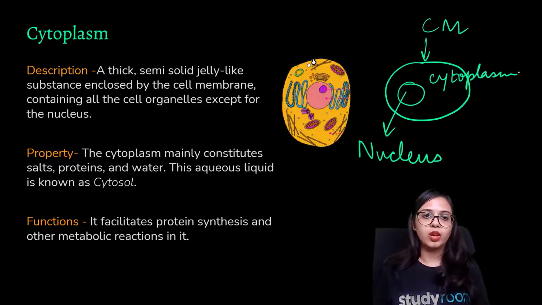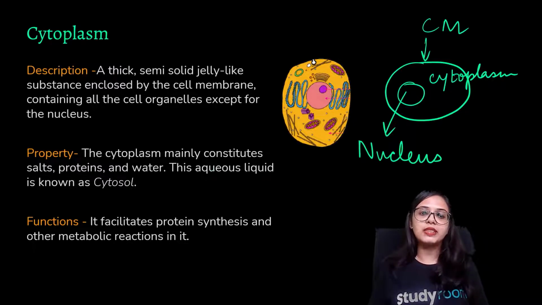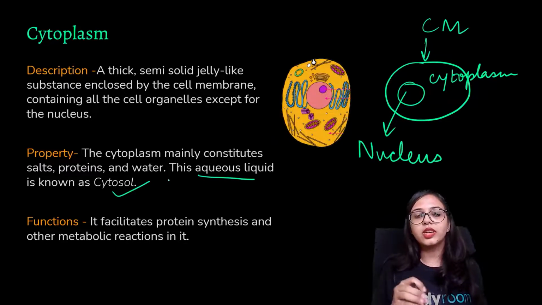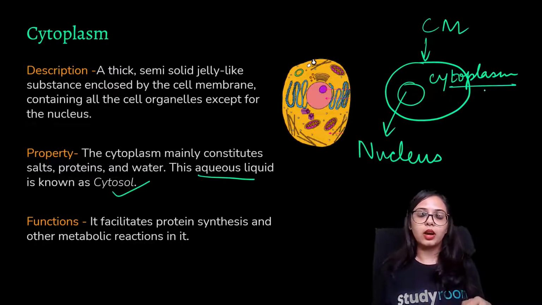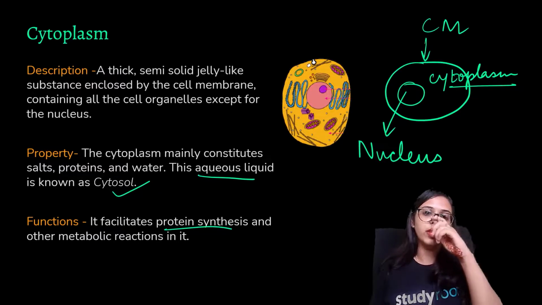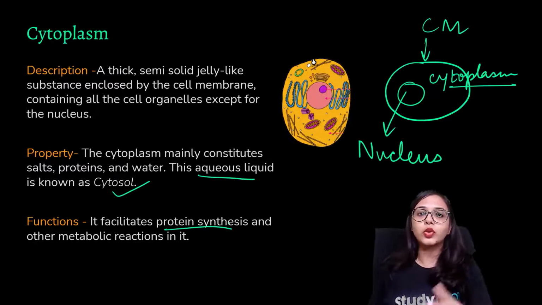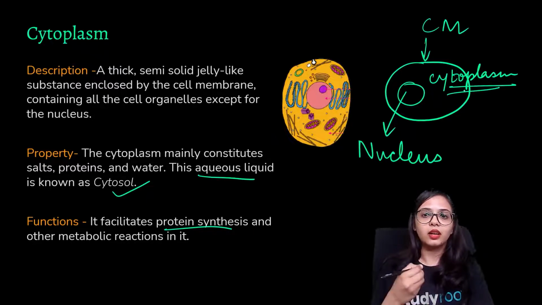All right. The property is that the cytoplasm mainly contains salts, proteins, and water. This aqueous liquid of salt, protein, and water is called cytosol, and this facilitates protein synthesis and other metabolic reactions in it. So whatever metabolic reactions are going to occur inside of the cell, they are going to occur in this cytoplasm, and whatever synthesis is going to happen, mainly protein synthesis, is going to occur inside this cytoplasm. So this facilitates that site.